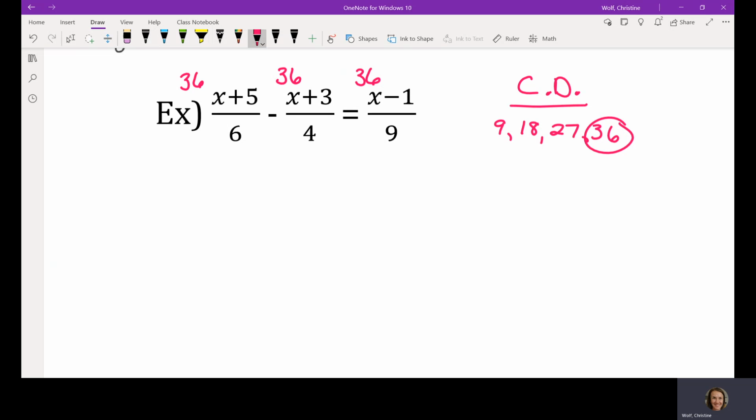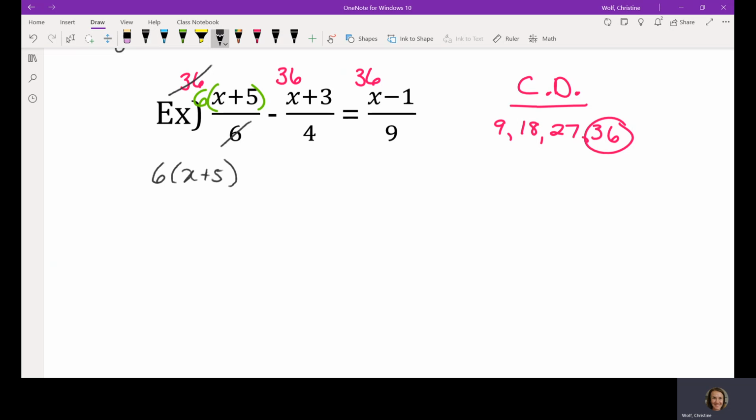And now we start doing the dividing part like we did before. So 36 over 6 becomes a 6. 36 divided by 6 is 6. So we can't forget that that 6 is still here and it'll be multiplied to those guys. So my first term becomes 6, and then in brackets x plus 5.